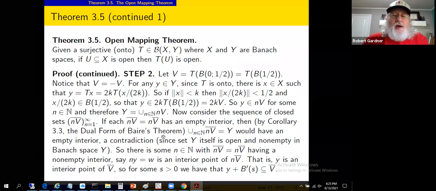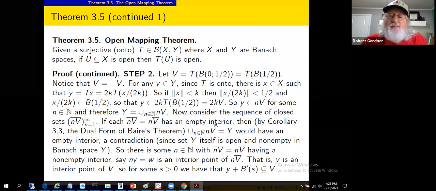Baire's theorem dealt with open dense sets. The dual was a closed set with an empty interior. And what we showed in the dual form of Baire's theorem is if we have a countable collection of sets with an empty interior, then their countable union has an empty interior. So that countable union would have to have an empty interior, but that's the whole Banach space Y. So that implies Banach space Y has an empty interior if all of these things have empty interiors.